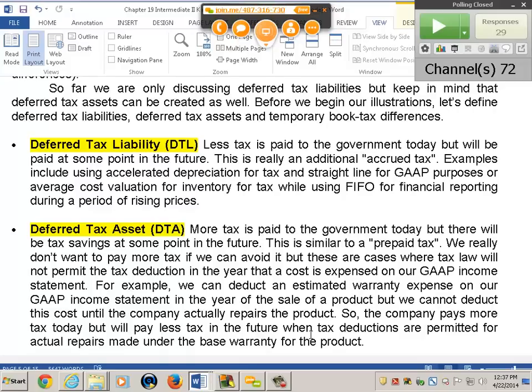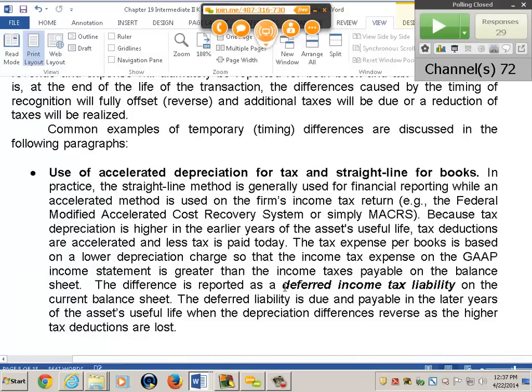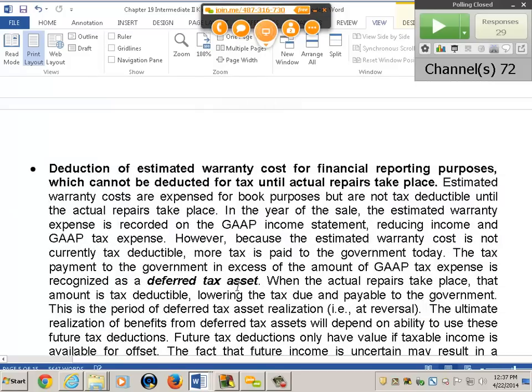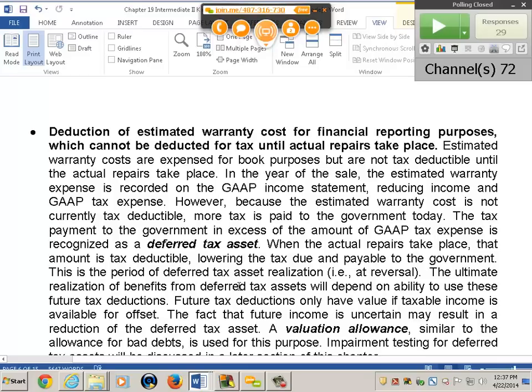Now, I've got lots of slides, and I'm not going to read this off a slide or off a screen. You should really read these through. I think I've got this in a way that it should be easy to understand. I talk about each type of transaction. So let's take this one for example. You can't deduct warranties for tax until you fix the product. You can deduct a warranty for your books in the year of the sale. More expenses on your books means you have more tax expense than tax payable, or you pay more tax than the expense on your books, giving you a deferred tax asset.